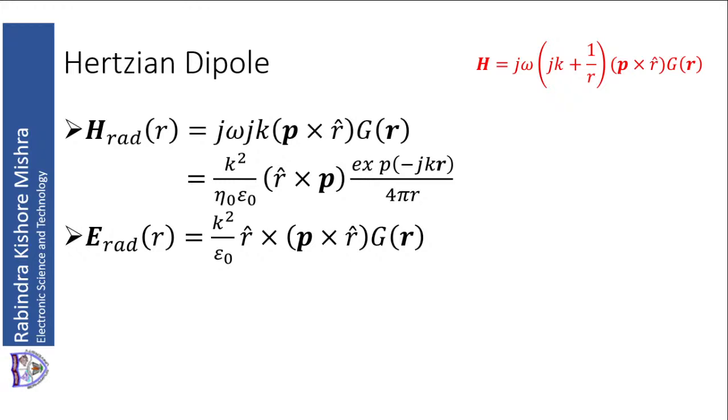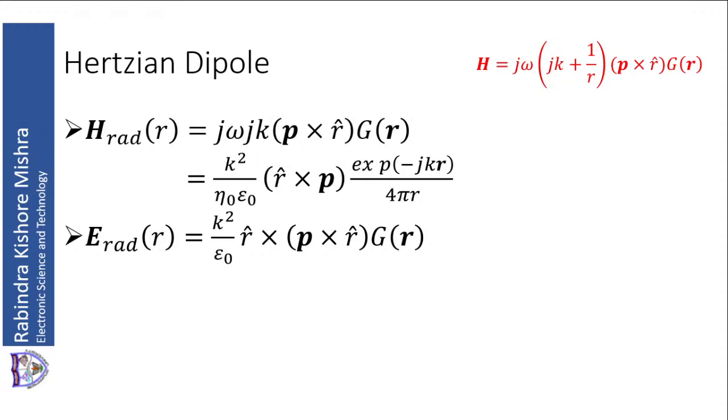Now from that we will take only the part which is varying as 1 by r. If you consider the second term which is multiplied by 1 by r, that is dropping faster than 1 by r. Therefore that is dropping as 1 by r square, 1 by r cube, etc. So that part we neglect. So what is left is j omega jk p cross r cap g r. Therefore H rad is equal to j omega jk p cross r cap g r.